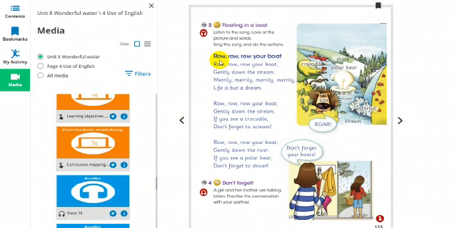So let's begin. Row, row, row your boat. Row, row, row your boat gently down the stream. Merrily, merrily, merrily, merrily, life is but a dream. Row, row, row your boat gently down the stream. If you see a crocodile, don't forget to scream. Row, row, row your boat gently down the river. If you see a polar bear, don't forget to shiver.